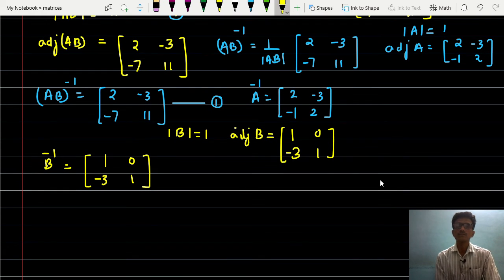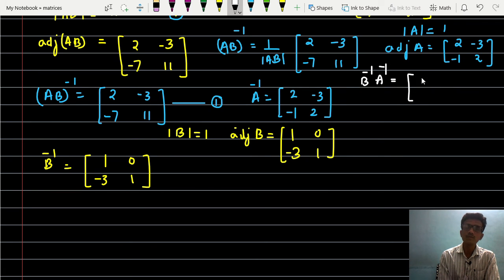Now we find B inverse into A inverse. So we find what? B inverse into A inverse will give us, what is our B inverse? 1, 0, minus 3, 1 into A inverse. So what is that A inverse? 2, minus 3, minus 1, 2.